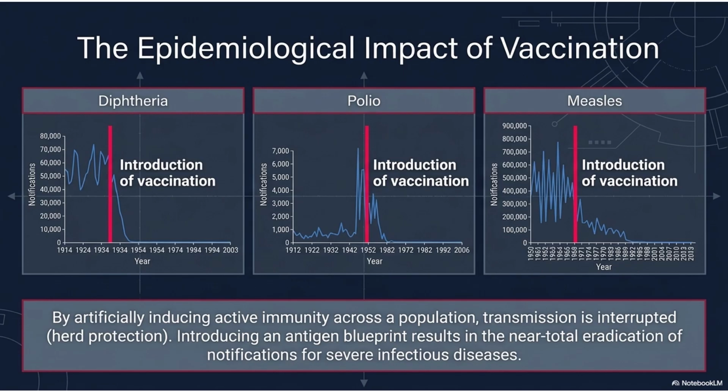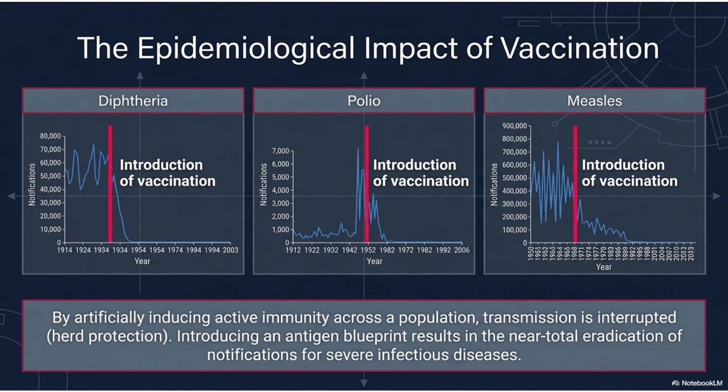All right, so now let's step back from the individual cell and look at what vaccination has done at the scale of the entire population, like this epidemiological impact. So each graph shows cases of a disease over time, with the red line marking when routine vaccination was introduced. Look at diphtheria, polio, and measles. The pattern is the same each time.